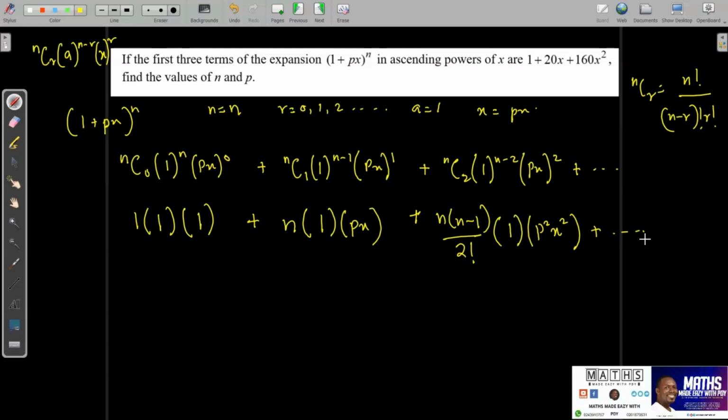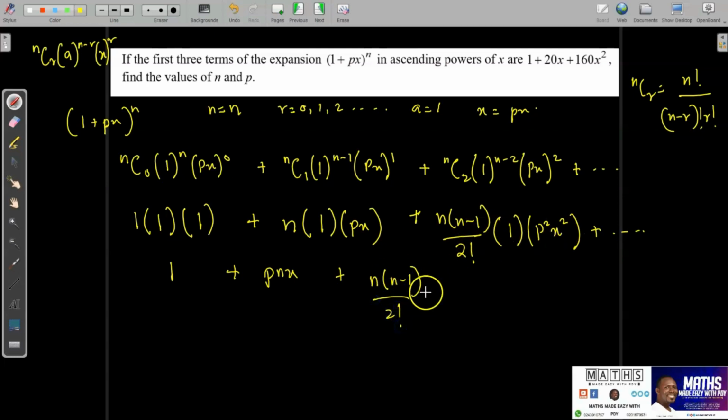Any question on whatever I've written here so far? Because we are almost through. All right. No, sir. So what are we having here? 1 times 1 times 1, we have 1, plus this is going to give us npx when you expand it, and this is going to give us plus n times n minus 1 all over 2 factorial.